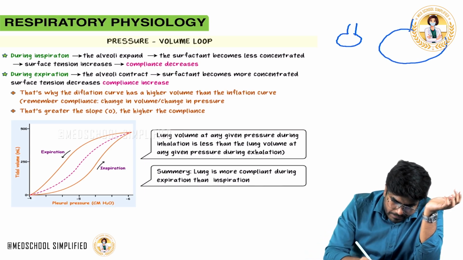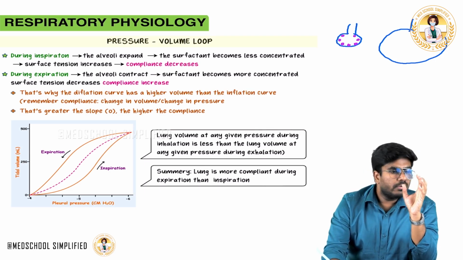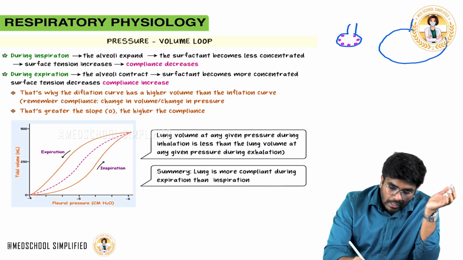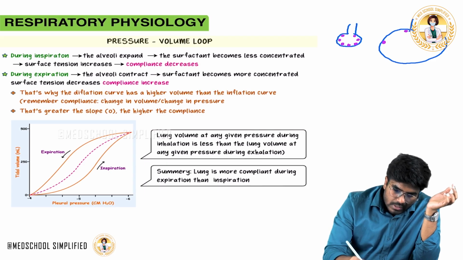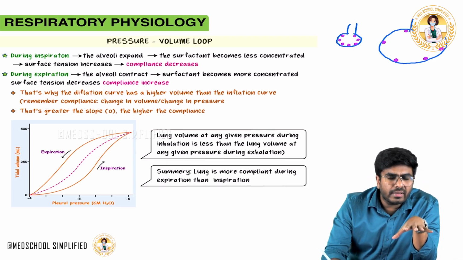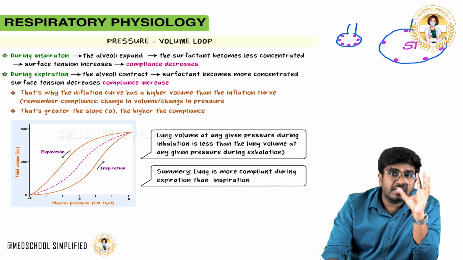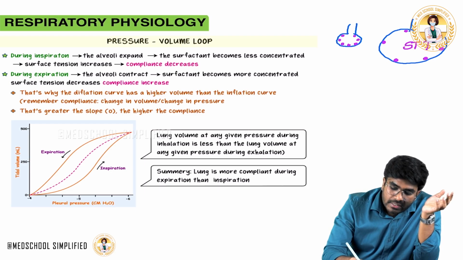Normally in the alveolus, surfactant molecules are present. What is the function of surfactant? Surfactant decreases the surface tension. Now during inspiration the surfactant molecules move away from each other, or I can say the surfactant is getting diluted. When the surfactant is diluted, what happens to the surface tension? Surface tension during inspiration increases.